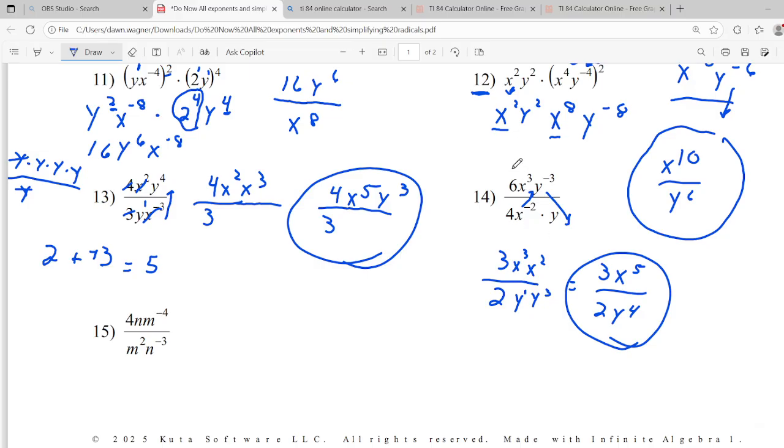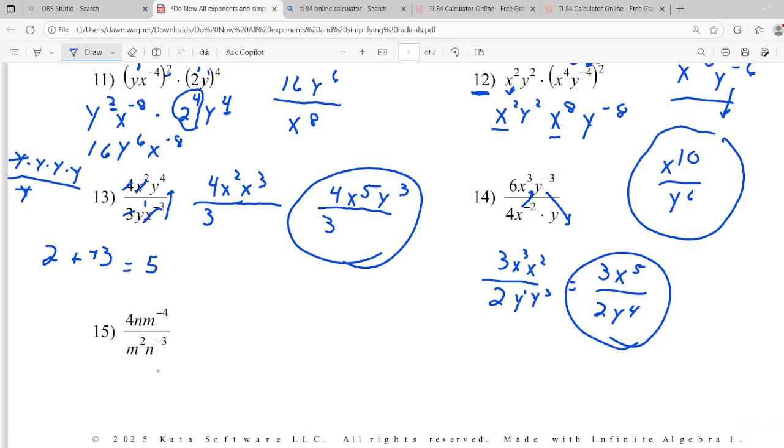We reduce the fraction. We put the variables on the same level. So this negative exponent, I pushed it to the top to make it positive. This negative exponent, I pushed it to the bottom to make it positive. Now I can use the product rule and just add my exponents. And that simplifies it. Right? Okay. Let's try this one.